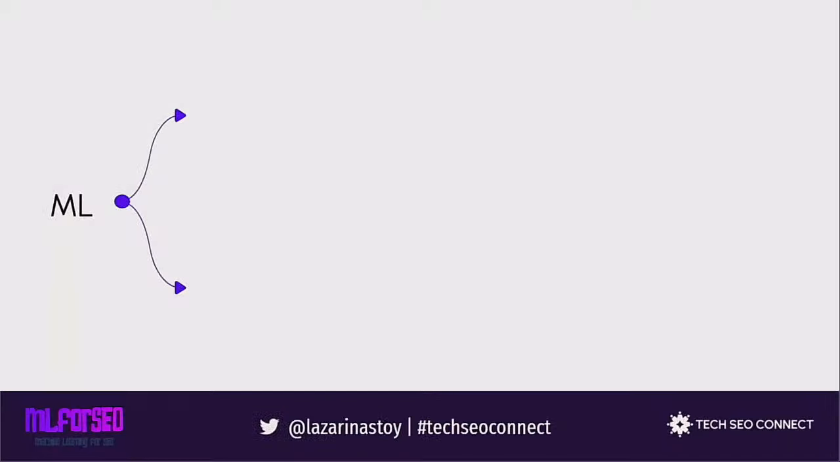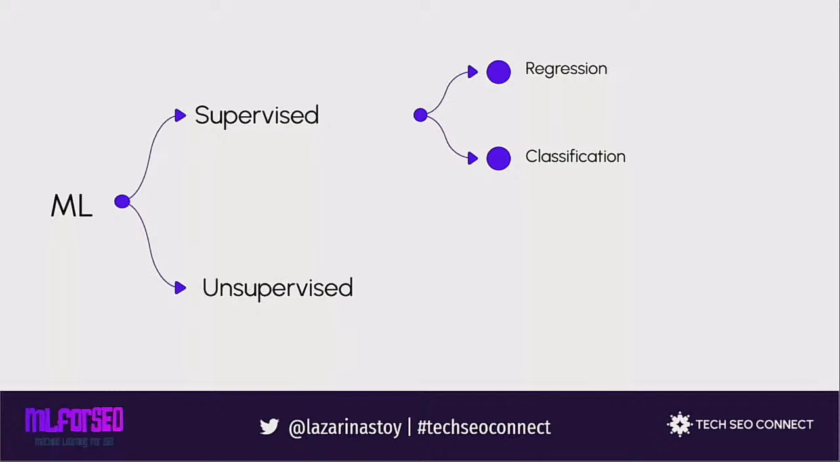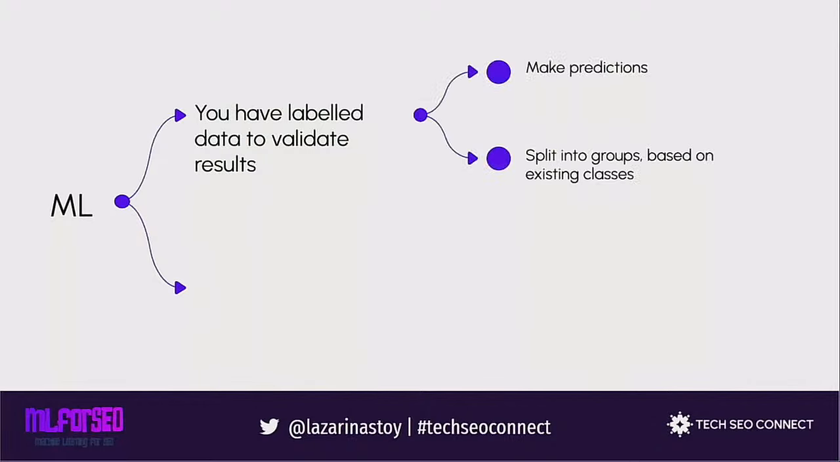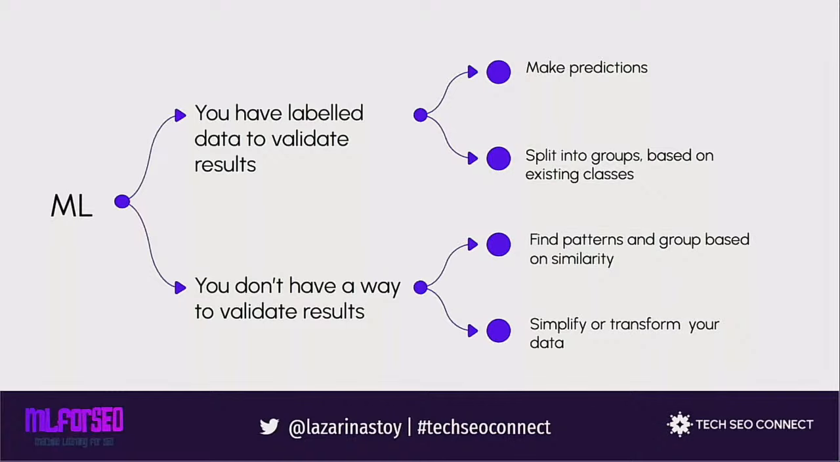So in terms of task characteristics, you can think of machine learning, very, very basic understanding. You have supervised, unsupervised. Examples for supervised might be regression and classification. For unsupervised, it might be clustering or dimensionality reduction. And I know this means nothing, so let's simplify it a little bit. You have labeled data. That's what supervised means. You have something to validate your results against. For unsupervised, you don't have a way to validate your results.